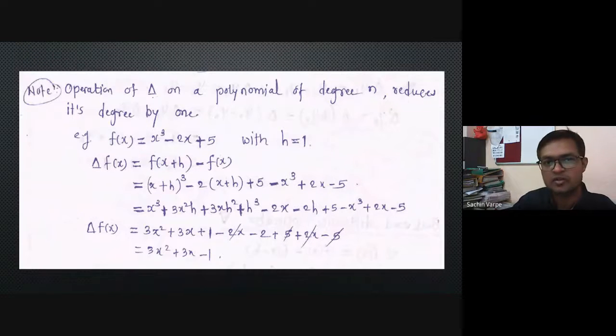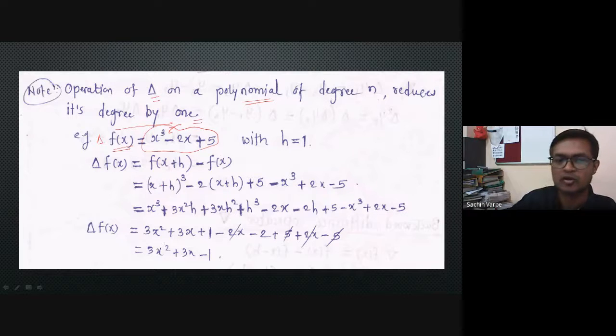Note, operation of delta on a polynomial of degree n reduces its degree by 1. Always remember. Delta is just like a derivative. So when we operate this delta onto f of x, then that will reduce the polynomial by degree 1. तो इसका डिग्री कितना यहाँ 3. तो when I operate delta onto this, it will get reduced to 2, a polynomial of degree 2. You can see here when I operate it. And these are the calculations. आप देख लो बाद में, ठीक है. This is delta.